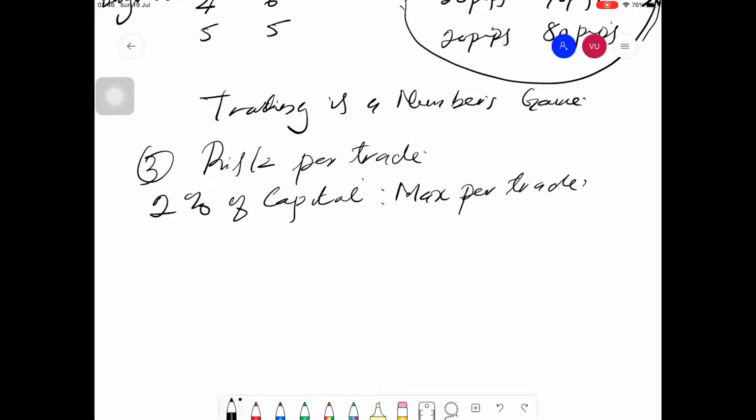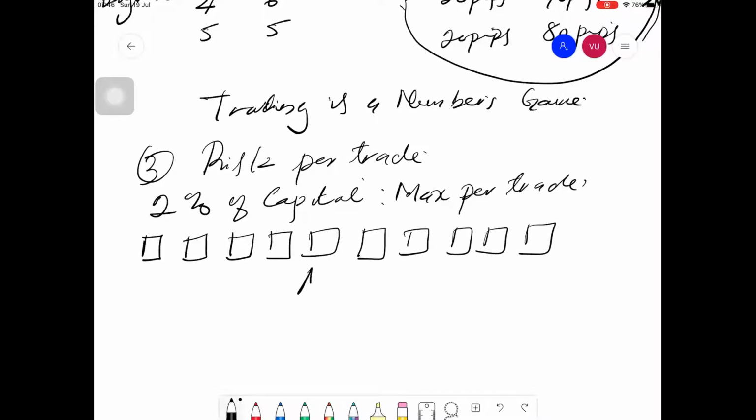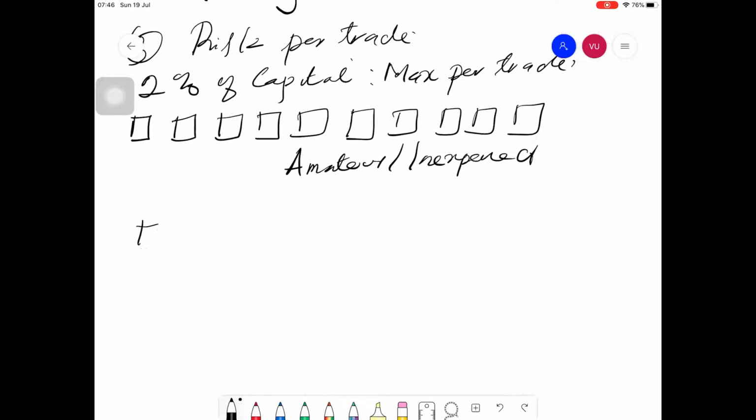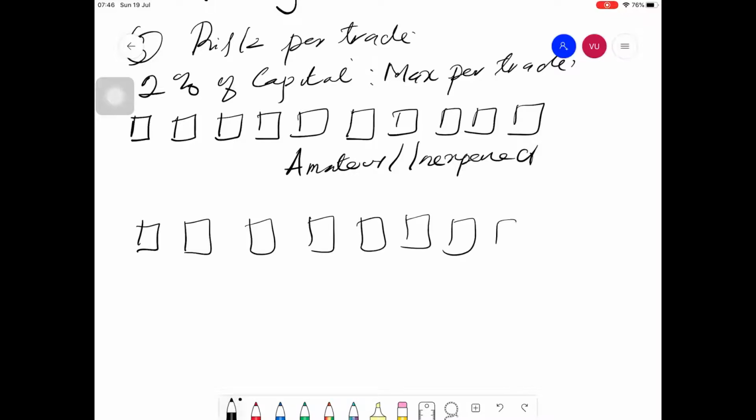And why is that important? Let me remind you of the difference between an amateur or inexperienced trader and a professional trader who is disciplined. So these are 10 trades. So this is a pro trader. A professional trader will always limit his losses, maximum 2%.